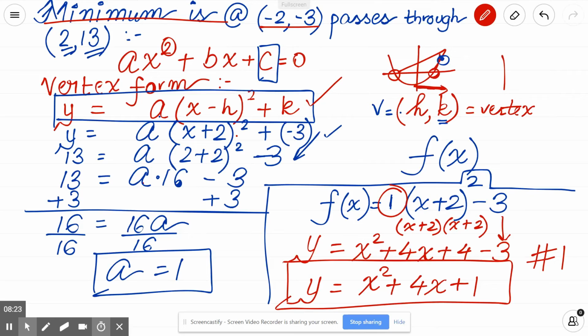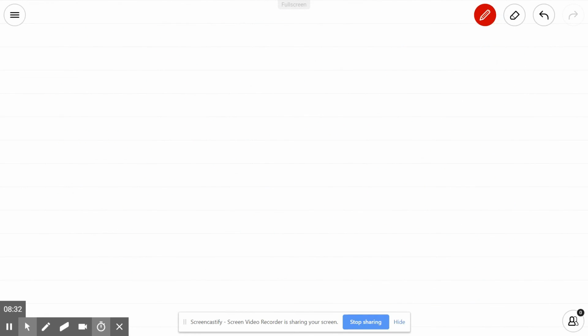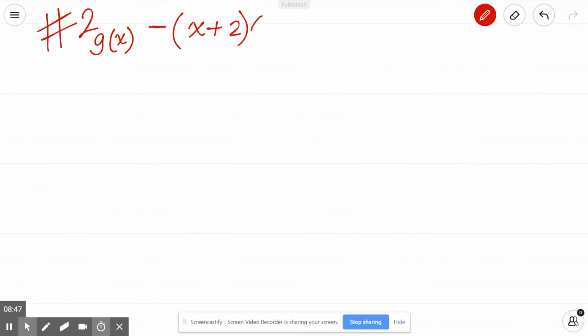What I need to do is find the second function, because we can only then compare their y coordinates. All right, let me let you see this fly away. And we will go back to our #2, which is the second part of the question. For the second one, they are saying it's g of x, and g of x is negative of x plus 2 and x minus 3.